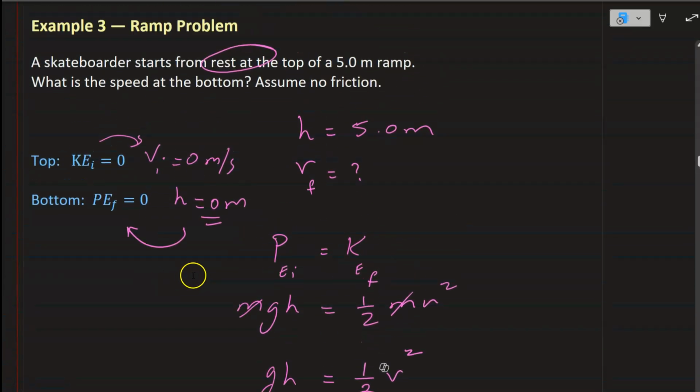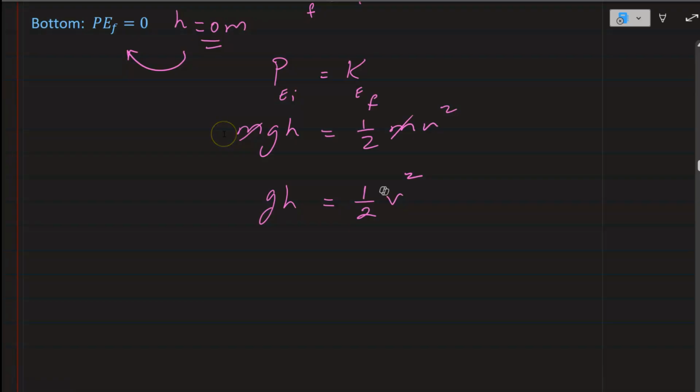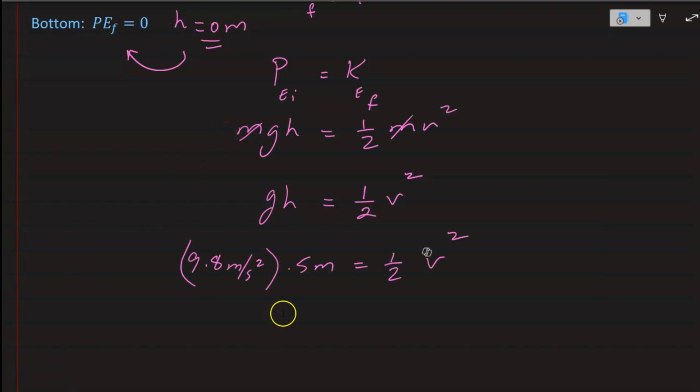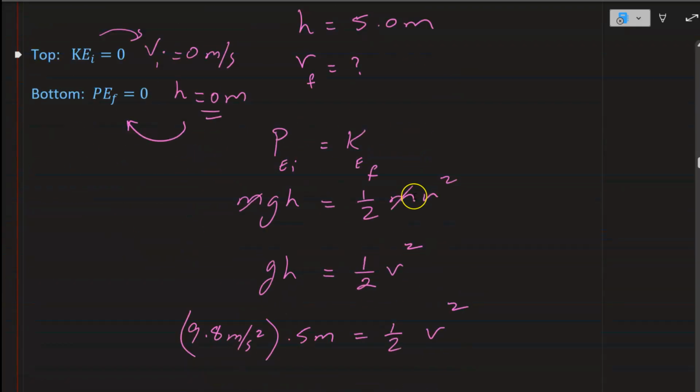And the question is, find the velocity at the bottom. So let's go ahead and plug numbers in and then get the velocity. So that's the first step. We plug numbers in. I just want to make sure that you do understand this is at the top of the 5-meter height ramp. Okay, so that's what that is.